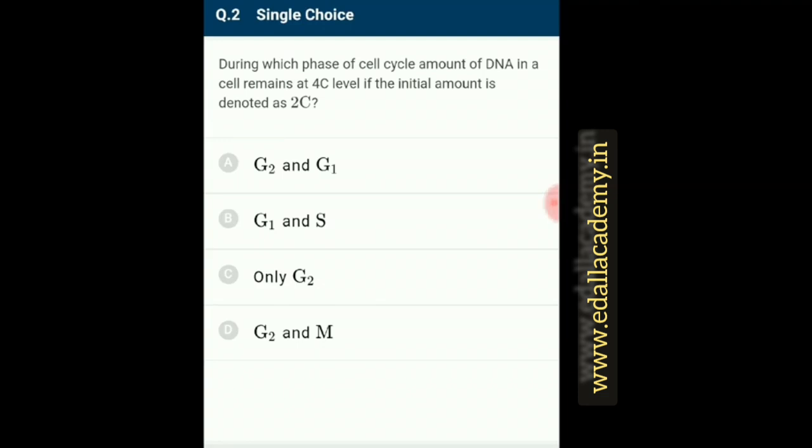In S phase, the synthesis of DNA takes place and hence the amount of DNA doubles. Thus, after S phase, in G2 phase, the DNA becomes 4C. So the answer is option C, only G2.